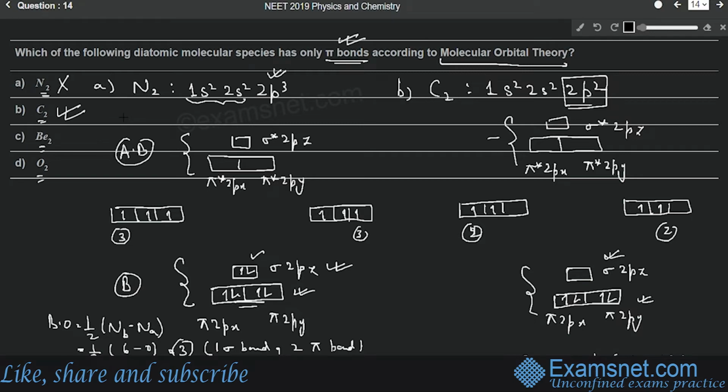And for beryllium, it is quite clear that it cannot be the correct answer because its electronic configuration is 1s2, 2s2. So no p orbitals, that means no pi bond. Similarly, if we draw the same diagram for oxygen, we can find out that it also has sigma bonds. Only carbon will not have any sigma bond. So option B will be the correct answer.